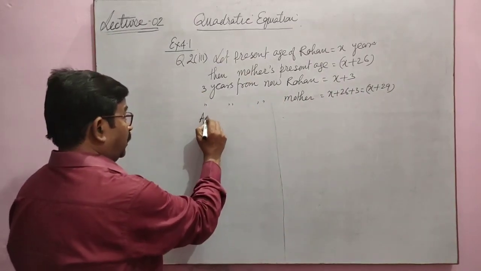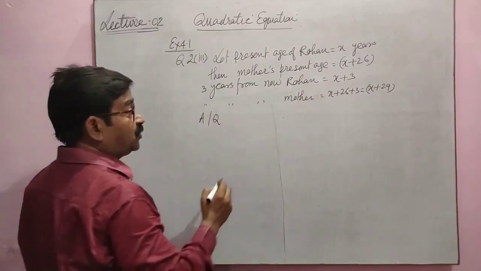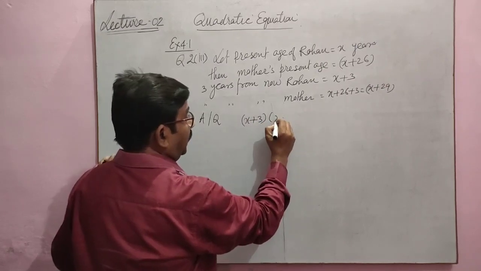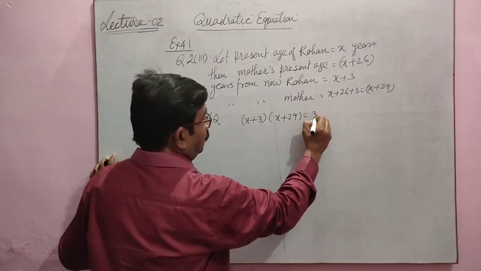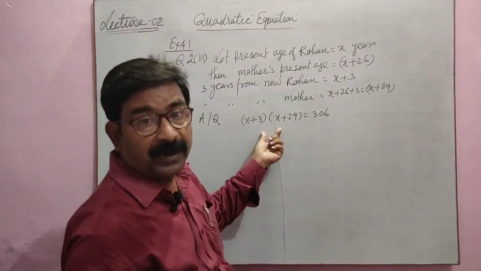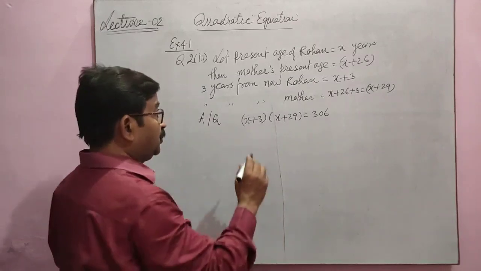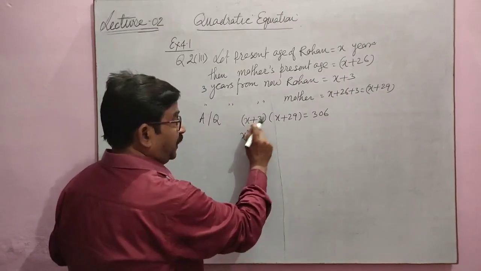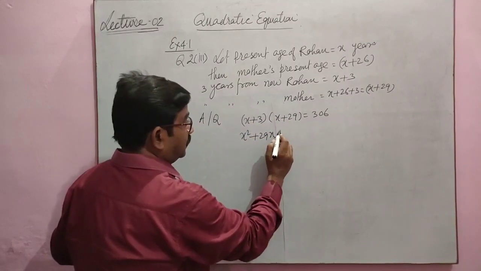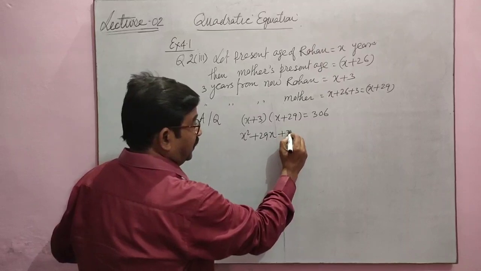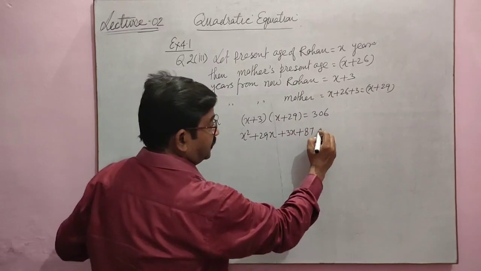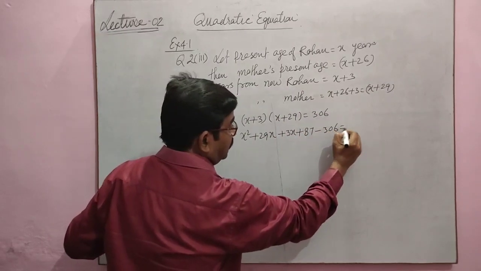So we write according to the question: (x + 3)(x + 29) = 360. Simply, we have to multiply these two brackets and change it into a quadratic equation. So we have x², x into x, x into 29 is 29x, 3 into x is 3x, and 3 into 29 is 87. Bring this 360 to this side: minus 360 is equal to 0.